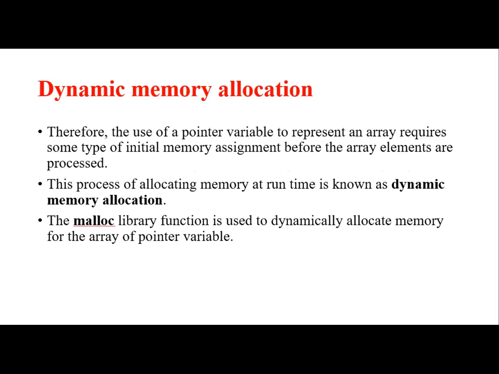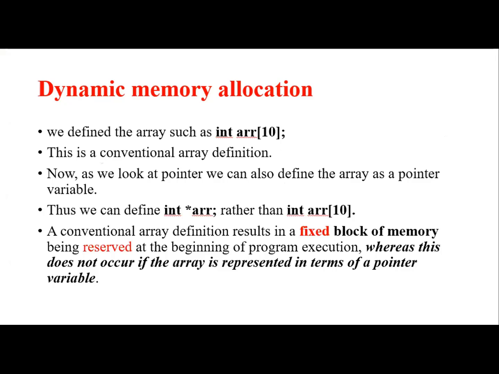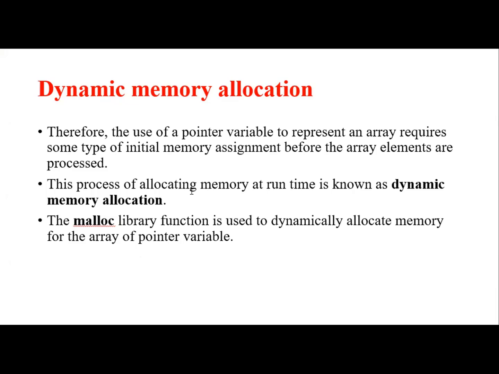Therefore, the use of a pointer variable to represent an array requires some type of initial memory assignment before the array elements are processed. This process of allocating memory at runtime is known as dynamic memory allocation. Instead of defining the size at the initial stage, we can define the memory allocation at runtime, when the execution is already happening.